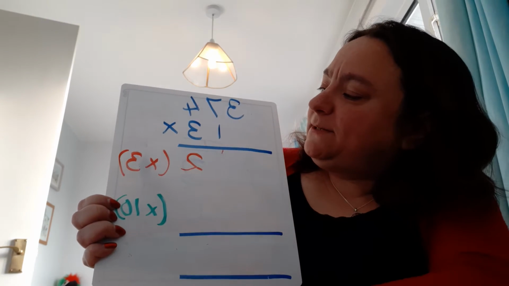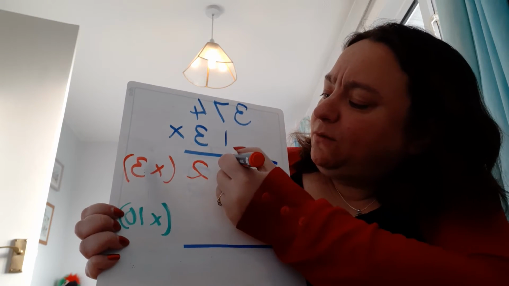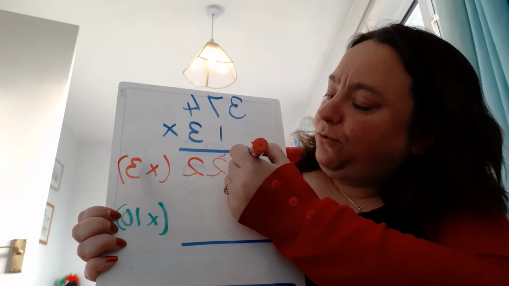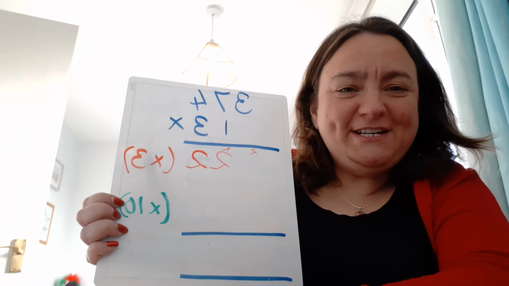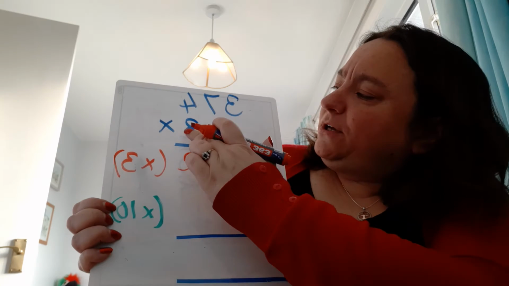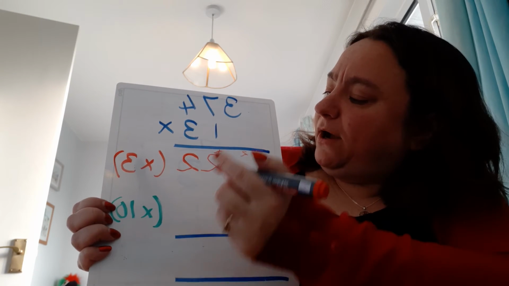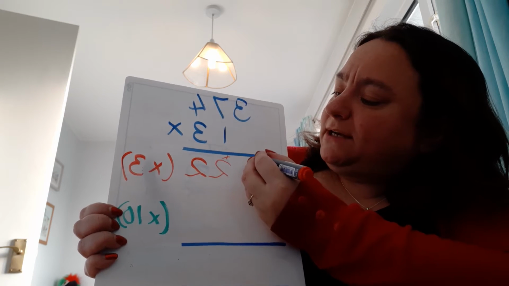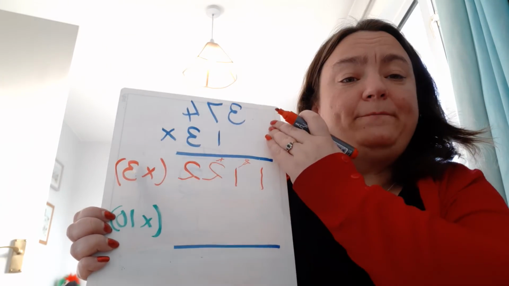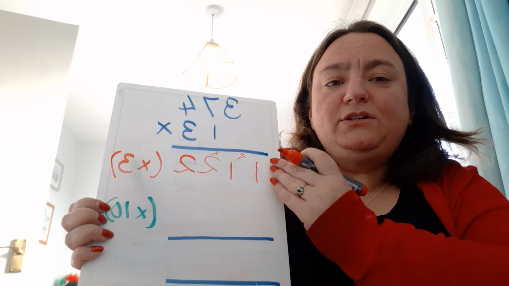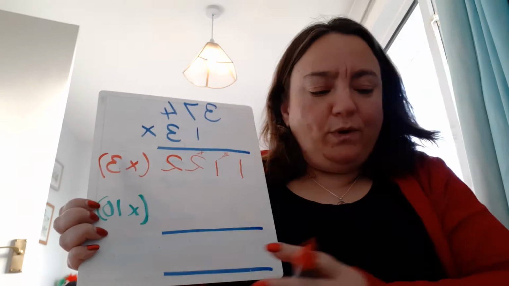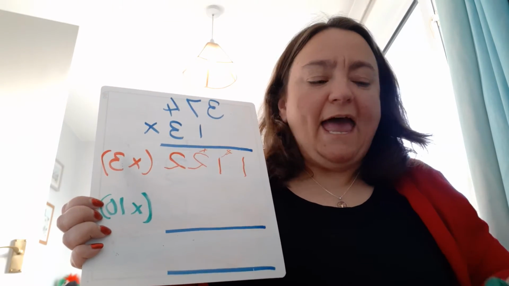Then I can do 3 times 7 is 21. But I need to add the 1 in, so it becomes 22. Now my 2, or my 20, or my 200, goes up here again, so we don't forget him. And now I can do 3 times 3 again, which is 9, but I've got an extra 2 here to add in, so it becomes 11. Now remember, I don't have anything else up here, so I can put my extra 1 straight in to our thousands column.